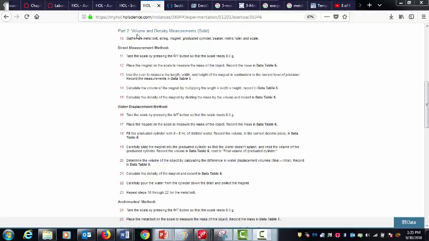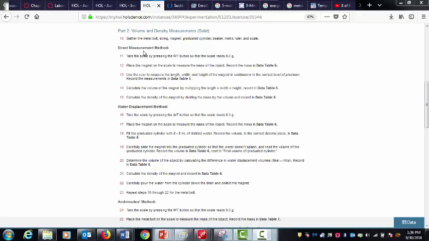Part 2, we are measuring the volume and mass of a solid and then determining its density by taking the mass and dividing by its volume. So there are 3 different ways that we're going to determine the volume of the solid. The mass is always determined by the balance, and we always want to start with that balance at 0.0, place whatever we are determining the mass of on the scale, and record exactly what the balance says.